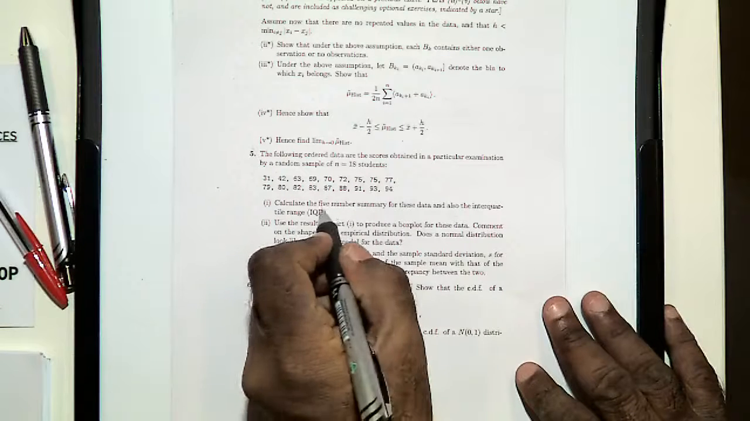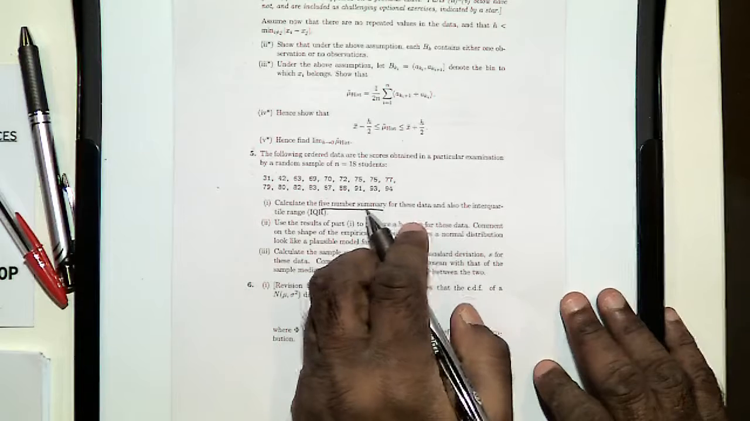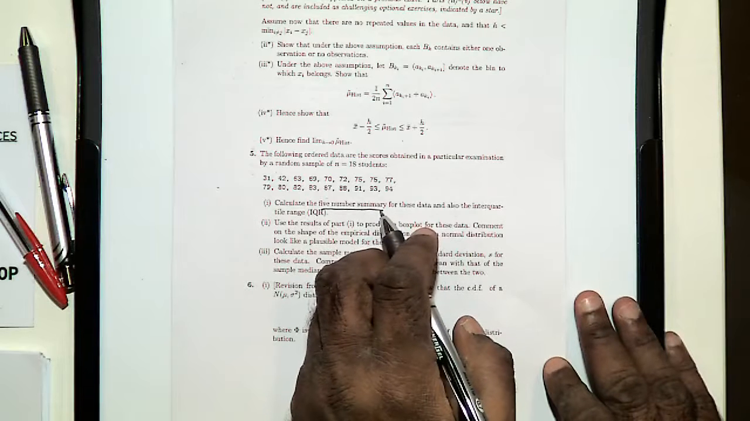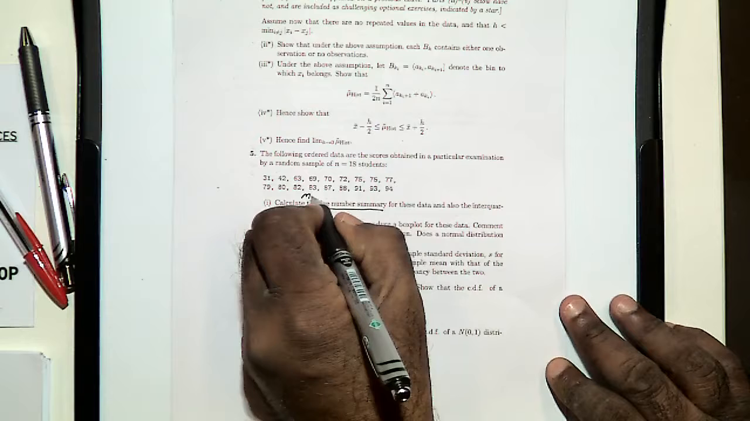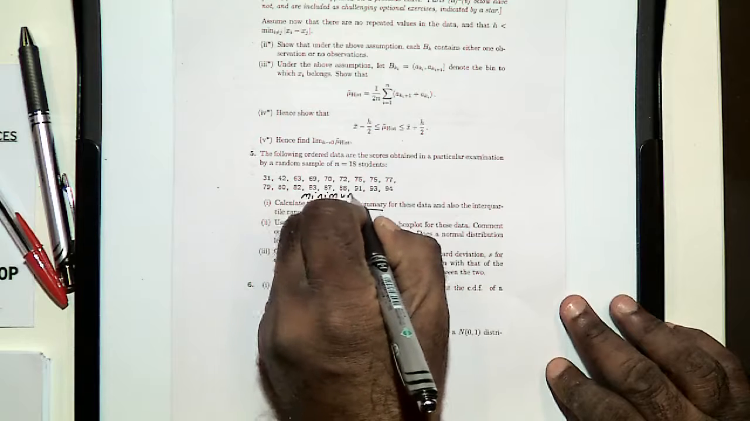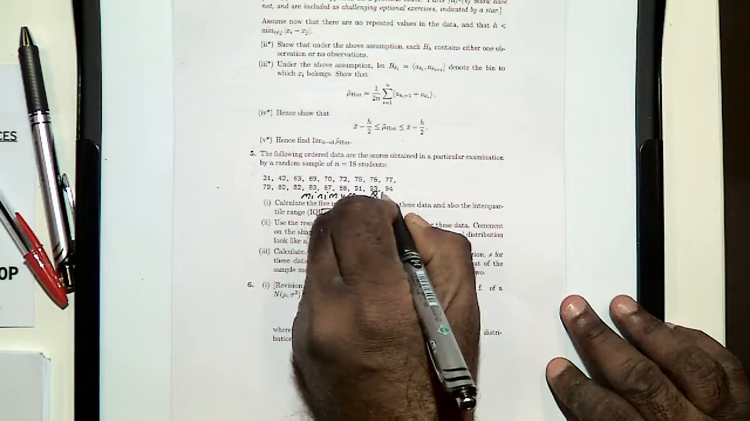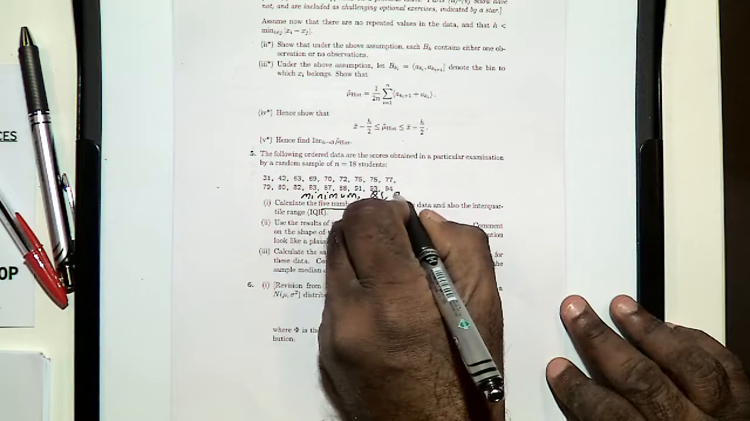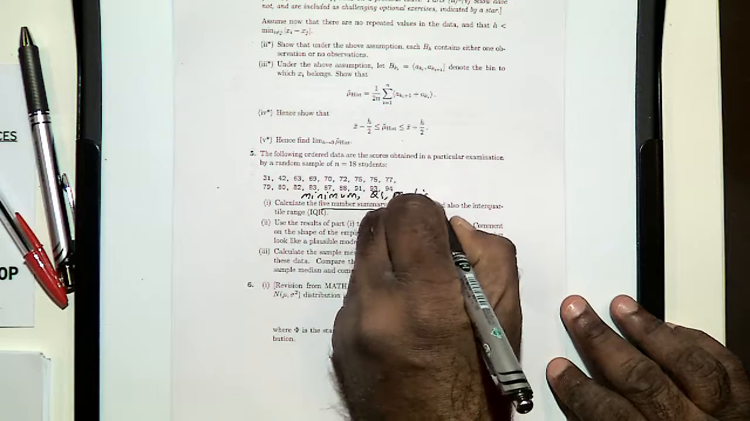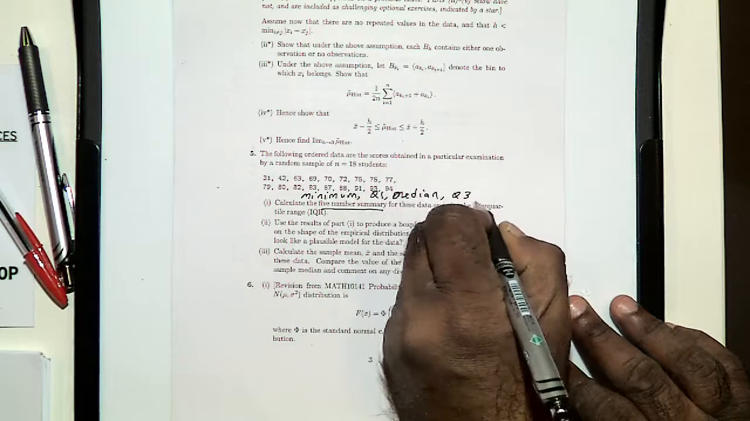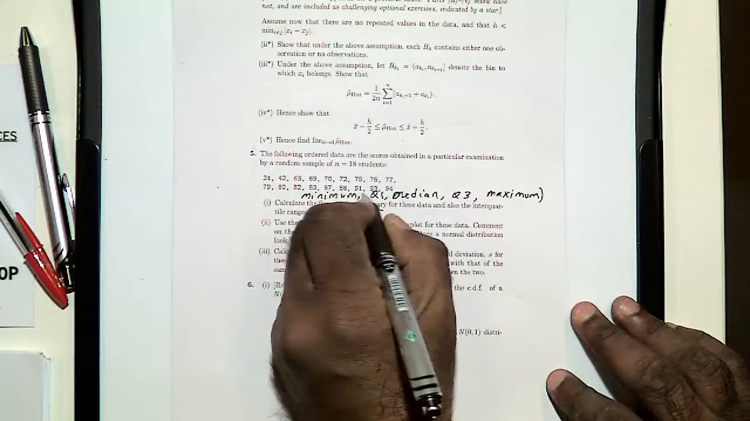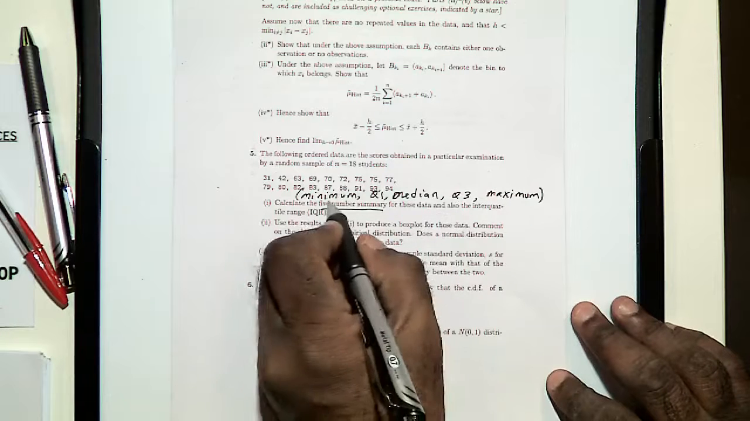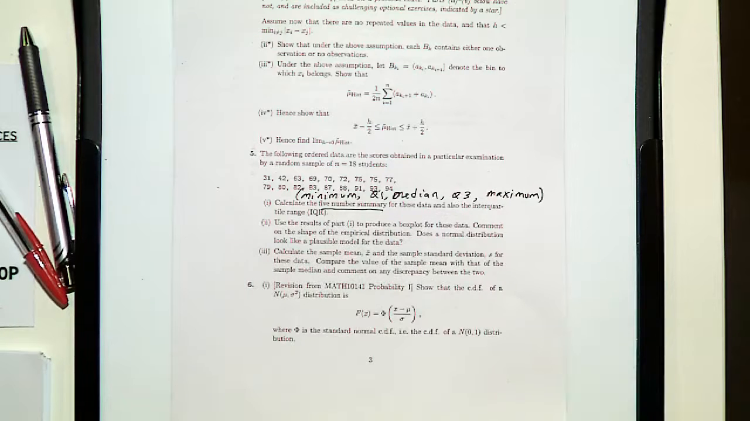The 5-number summary means the minimum, the first quartile, the median, the third quartile, and the maximum. Right. So let me write it down. It's the minimum, first quartile, which is Q1, then the median, then the third quartile, which is Q3, and then the maximum. So this is the 5-number summary. As you can see, there are 5 numbers here, right?